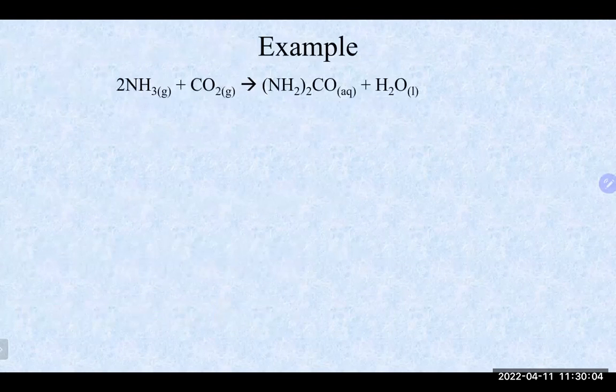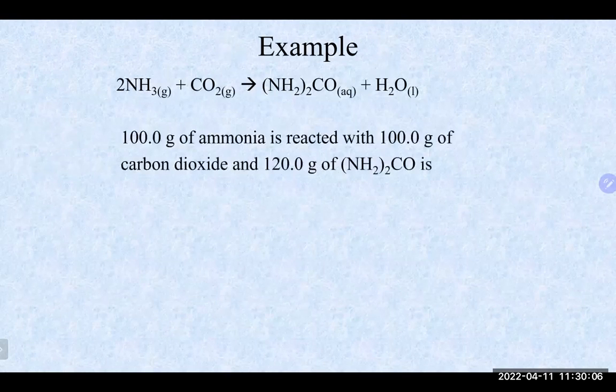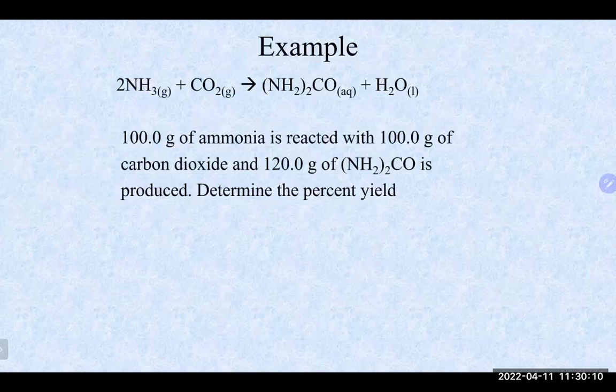Let's do this one here, which is kind of the same equation we were just using. So you can use the same molar masses and all that from that equation. 100 grams of ammonia is reacted with 100 grams of carbon dioxide. It produces 120 grams of our product here. What is the percent yield here?